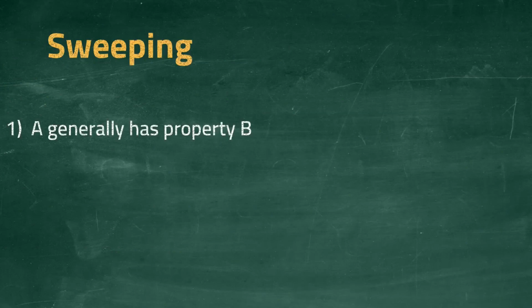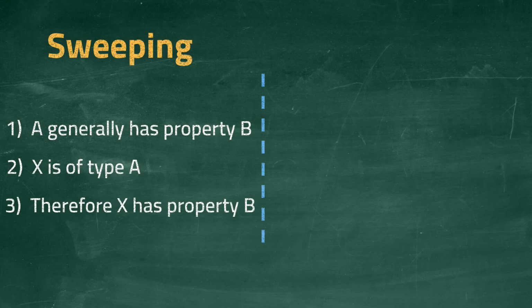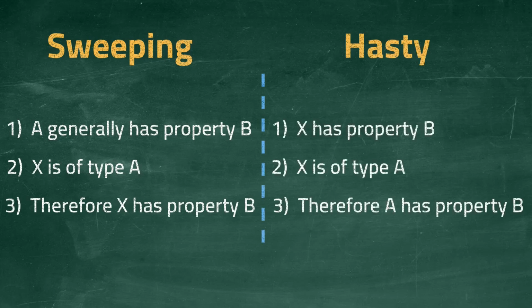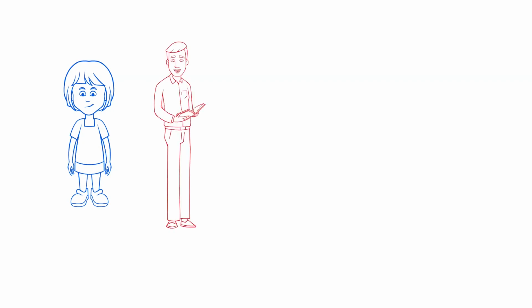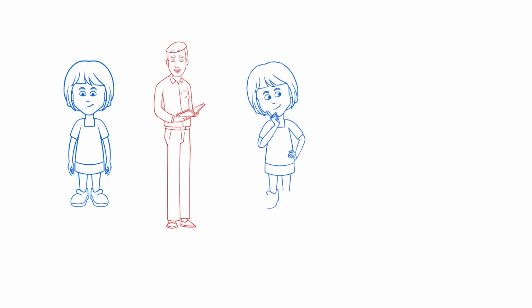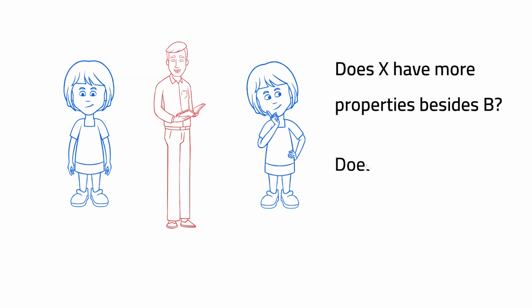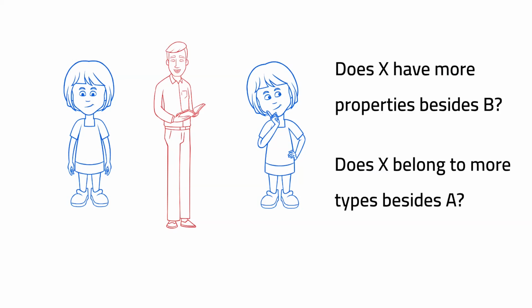I'll quickly put the two fallacies side by side so you can appreciate just how similar they are and remember how they work. So how should you deal with it? If you see someone making this mistake or feel that you are about to, what should you do? Well, I suggest that you consider more evidence. Ask questions. Does X have more properties besides B? Does it belong to more types besides A?